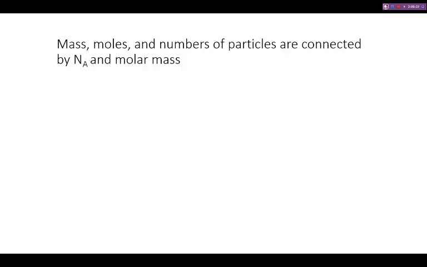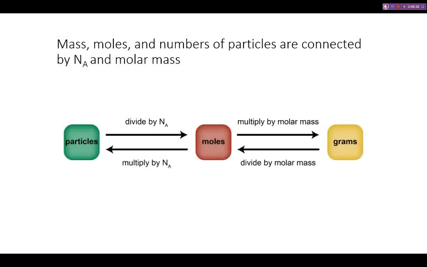Now we can connect mass, moles, and the number of particles through Avogadro's number and the molar mass. The way that this works is if you have a certain number of particles and you divide by Avogadro's number, you'll determine the number of moles. Conversely, you could go the other way. If you have the number of moles, you could multiply by Avogadro's number to find the number of particles.